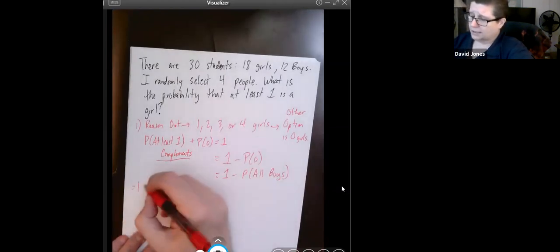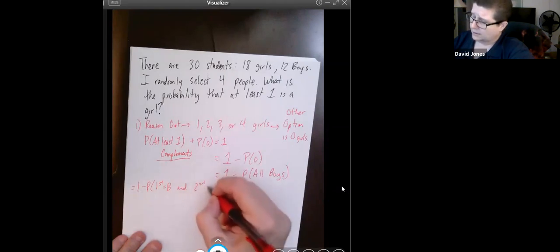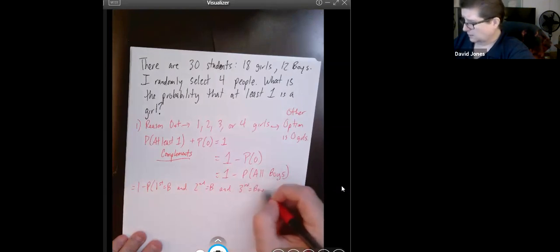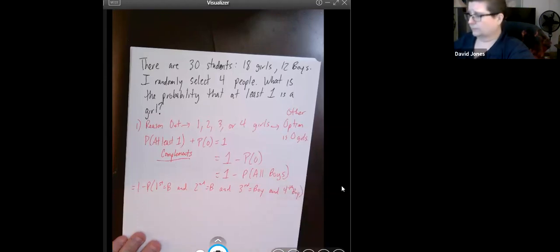Which is 1 minus the probability that the first is a boy, and second is a boy, and third is a boy, and fourth is a boy. And this is similar to the one where we did probability of F and E equals the probability of F given E times E, where I did the pocket aces one.